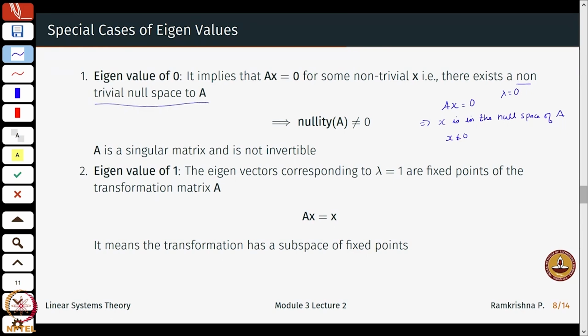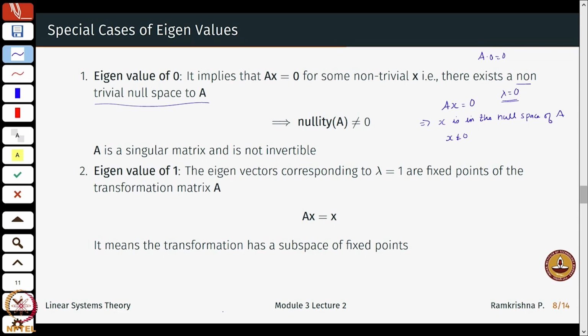So, what is a trivial null space? x equal to 0, right? If x equal to 0, A times 0 is 0. This is a trivial null space. It maps origin to origin if I look at it in terms of transformation. But if there is an eigenvalue of 0, then there exists a non-trivial null space to A. This also means that whenever there is a 0 eigenvalue, this matrix is not invertible, or it is also called a singular matrix, or the determinant is also 0, right.